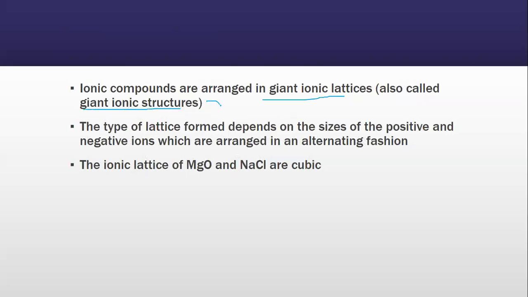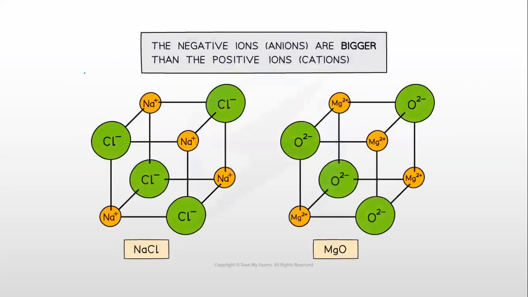The type of lattice formed depends on the size of the positive and negative ions, which are arranged in an alternating fashion. जैसे कि most common, the ionic lattice of magnesium oxide and sodium chloride are in a cubical form. ये cubic form के अंदर इनके lattice present होते हैं. Here you can see the negative ions are bigger than the positive ion cations. तो इनके दरमियान this is a lattice.